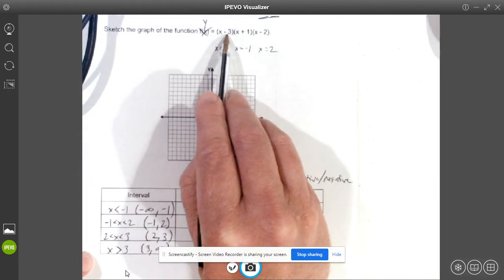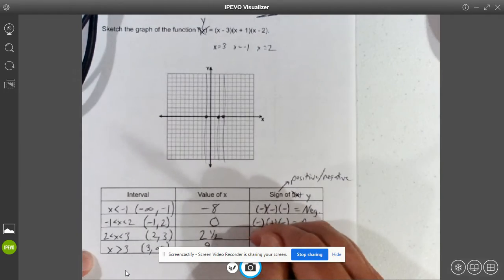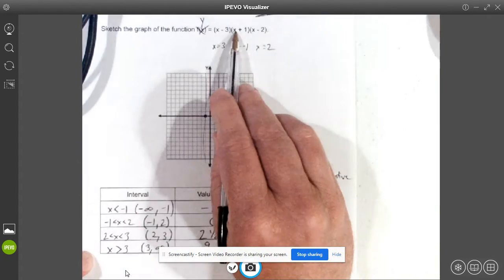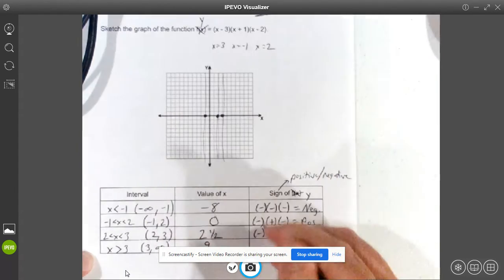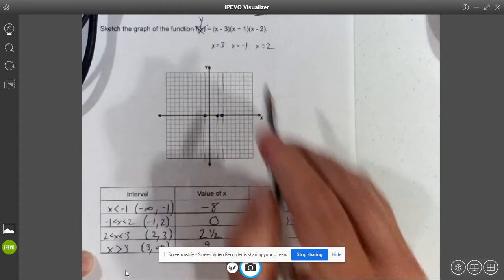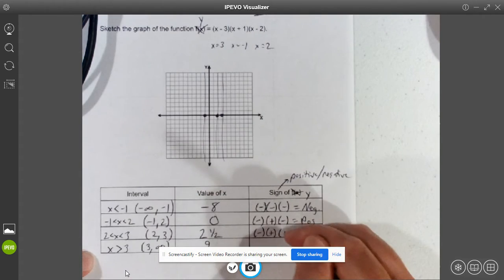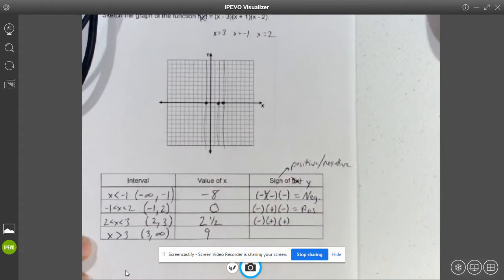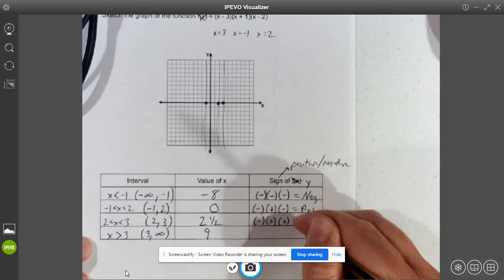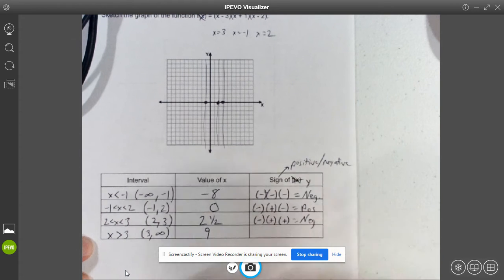So 2.5 minus 3, that's a negative value. 2.5 plus 1, that's a positive value. And 2.5 minus 2, that's a positive. It's a positive 1/2, but all I care about right now is that it's a positive value. So when x is 2.5, I get a negative times a positive times a positive. That is a negative value.